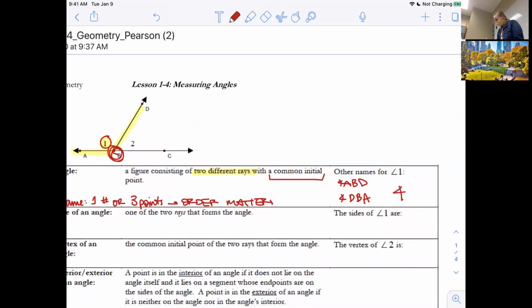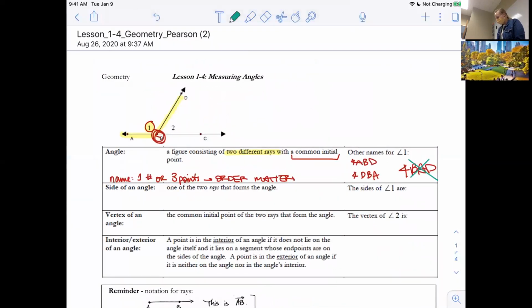Could it be BAD? No. Why not? B has to be in the middle. That's bad. I just did that to make a bad joke. You laugh. Oh, okay, bummer.